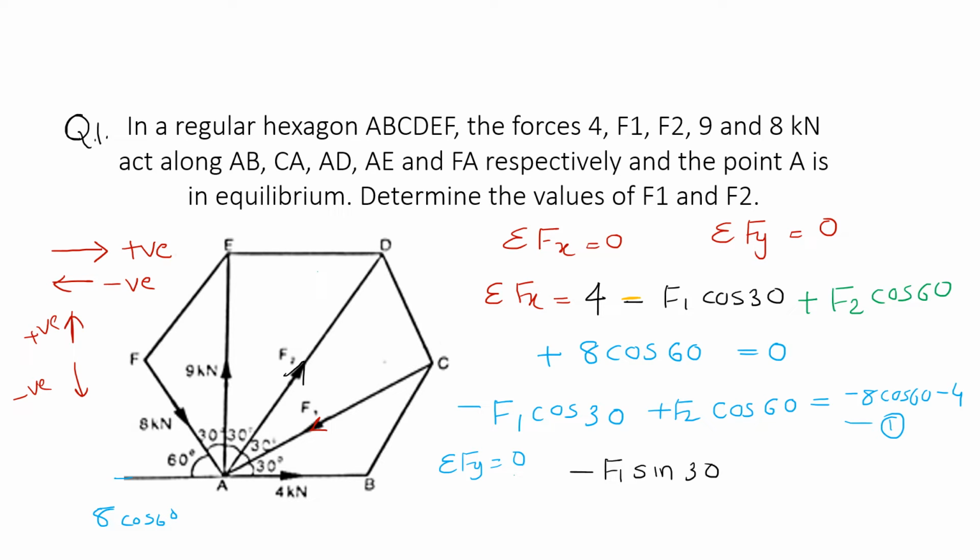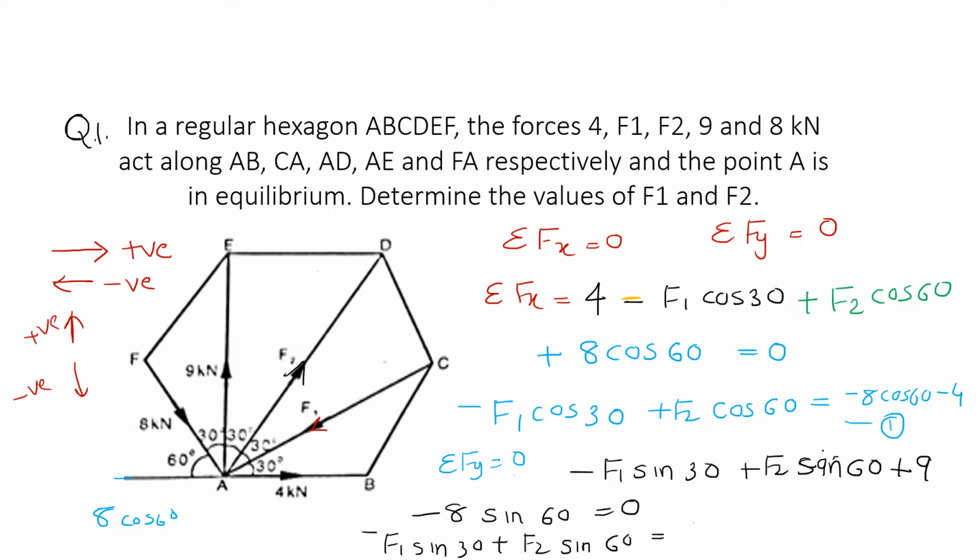Upward direction, angle 60. So plus F2 sin 60. Next is 9 kilonewton in the y direction, so positive 9. Next one more component is 8 kilonewton, that is downward direction, 8 sin 60, that's equal to 0. So rearrange the values: F1 sin 30 plus F2 sin 60 is equal to 8 sin 60 minus 9, second equation.